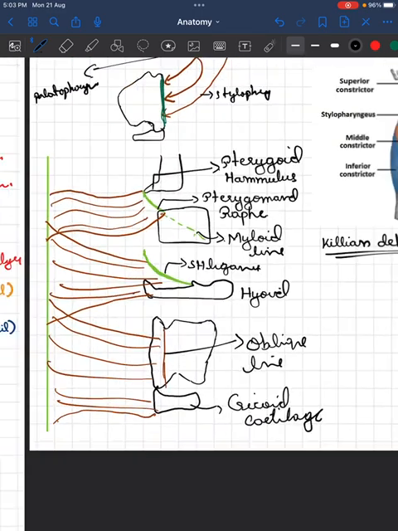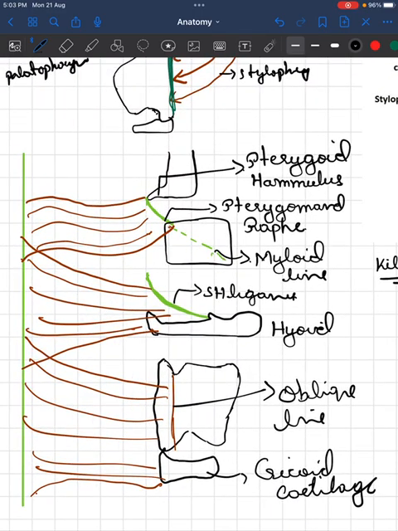In this diagram, I will explain their origin as well as insertion. First, the superior constrictor arises from four points: pterygoid hamulus, pterygomandibular raphe, mylohyoid line, as well as the dorsum surface of the tongue. It arises from these four structures and gets attached over the pharyngeal raphe, as all three muscles have a common attachment over the pharyngeal raphe. Their insertion is the same but origins are different.